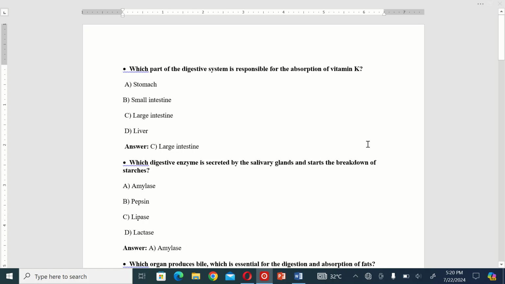Let's get started. So the first MCQ is: which part of the digestive system is responsible for the absorption of vitamin K? A. Stomach. B. Small intestine. C. Large intestine. D. Liver. So the correct option is C. Large intestine.